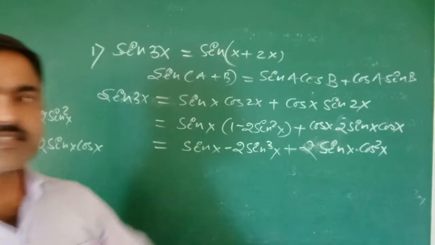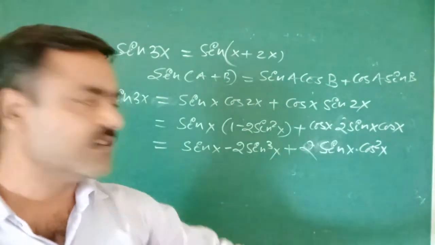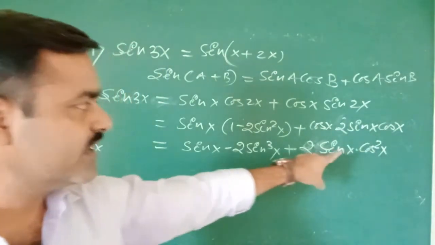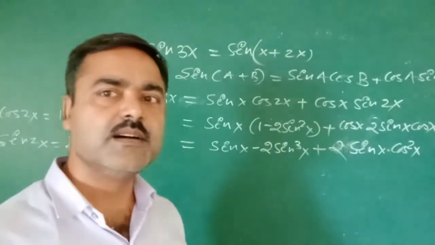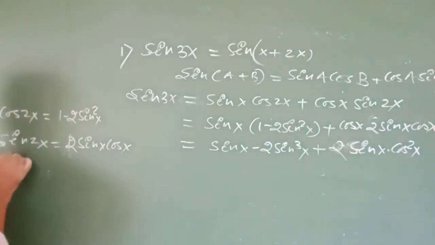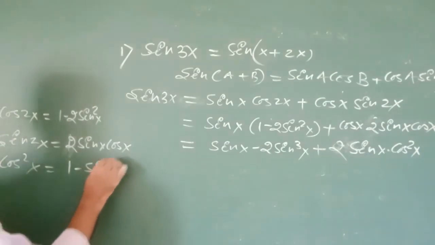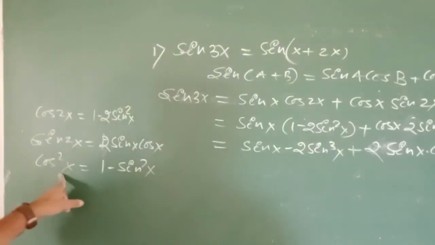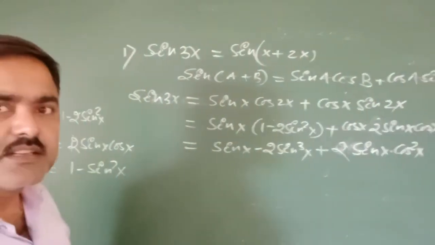Now one thing is here: you can see that in all the terms there is only a single term in terms of cos, that is cos square x. So change this one also into the form of sin, and you know what is cos square x in the form of sin x? See here, cos square x may be written as 1 minus sin square x. This is the identity. So just apply here.